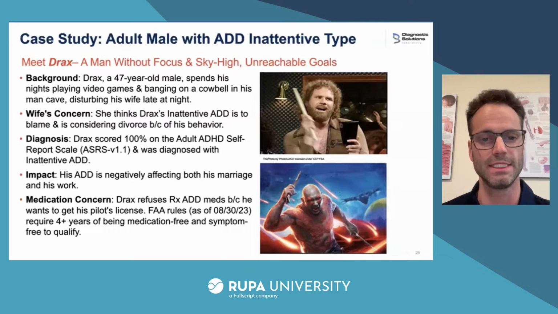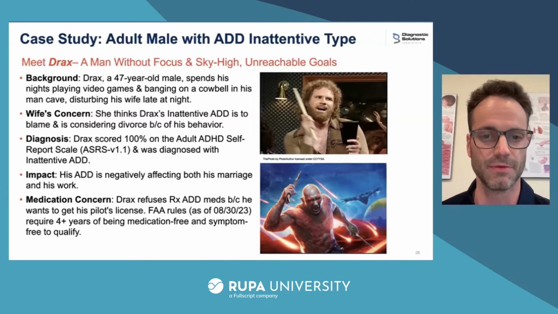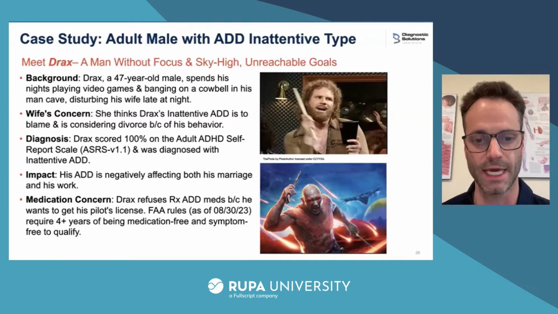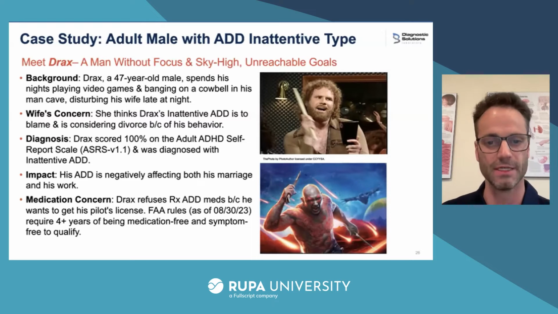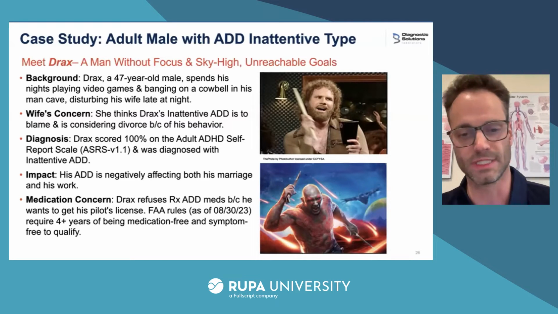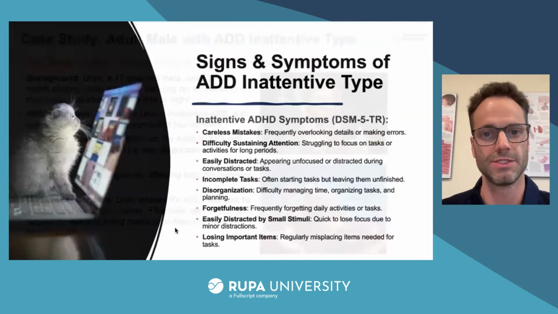So his ADD is negatively impacting his marriage and his work because he's acting out and things are not going well. He doesn't want to take ADD meds because he's trying to get his pilot's license. And this is a real thing. Here in the US, in case you're in Canada, FAA rules as of August 30th, 2023 require 4 years of being medication free and symptom free to qualify for your pilot's license. So it's a long time. 4 years is a long time, or more than 4 years for somebody to get there.